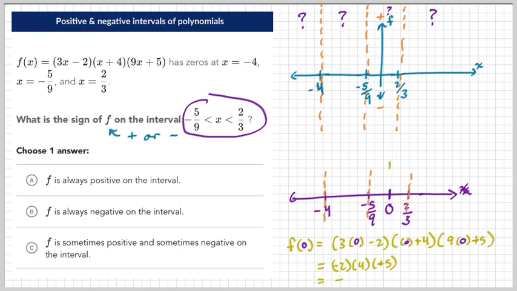We're going to say this guy right here is negative. So what's my answer? Negative. A, B, or C? B.